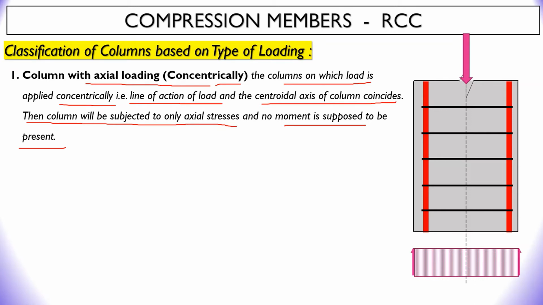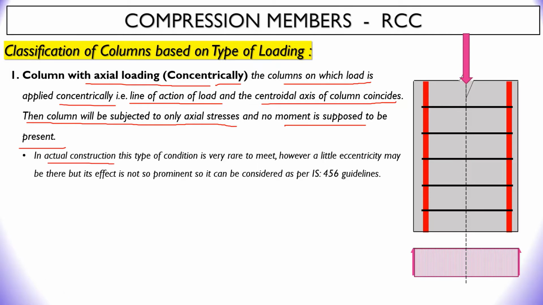Now this stress diagram will be in the form of a rectangle. That means throughout the cross section of the column, compressive stresses will be of the same intensity. That means uniform stress will be there.